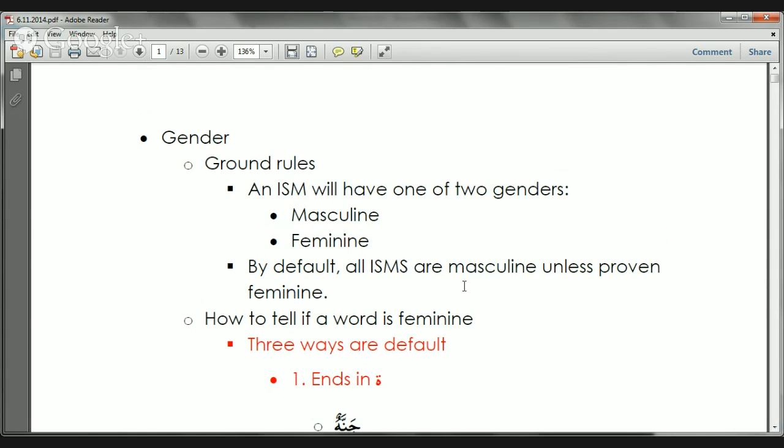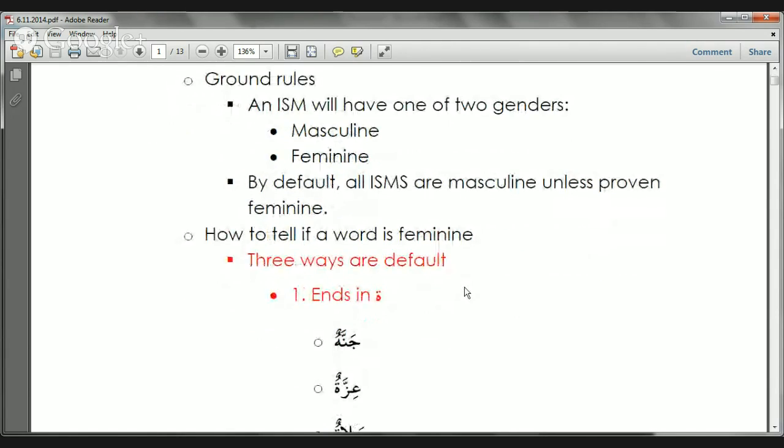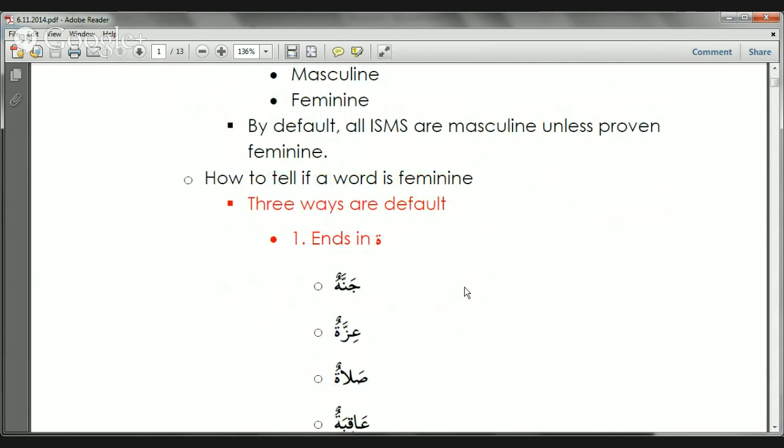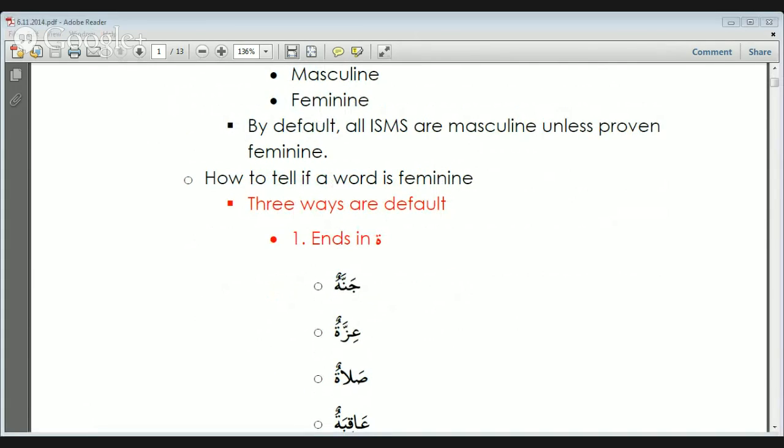So in theory, what are we really studying? We're studying the idea of feminine. So how do you tell if a word is feminine? There are defaults, and then there's three more ways which we're going to go over. Number one is that, actually, I'll put it in a better display.